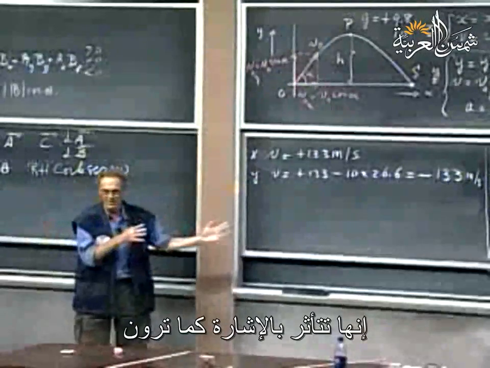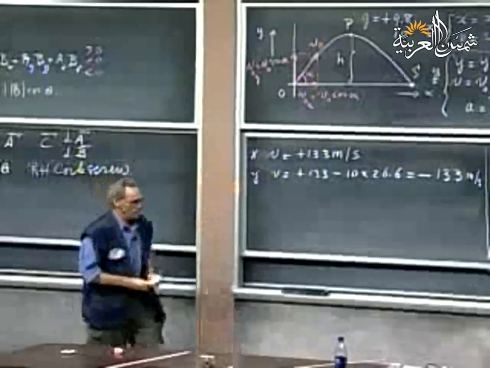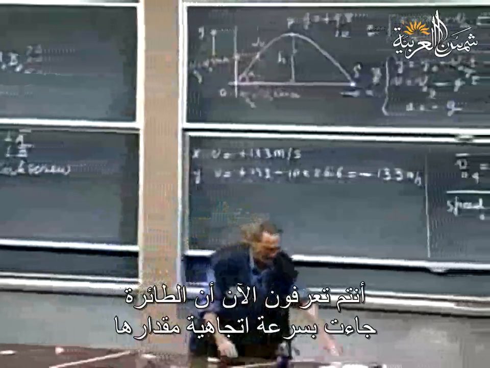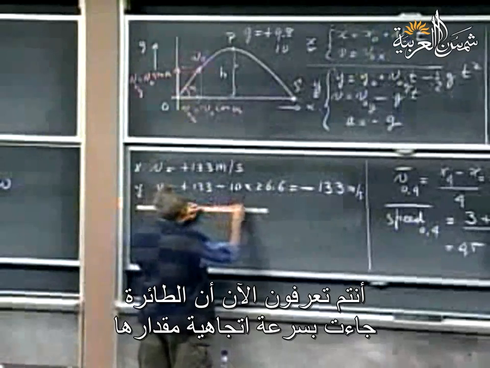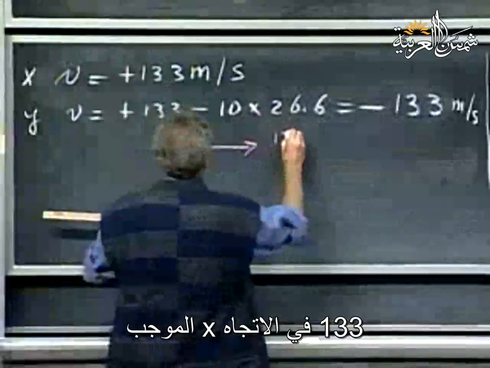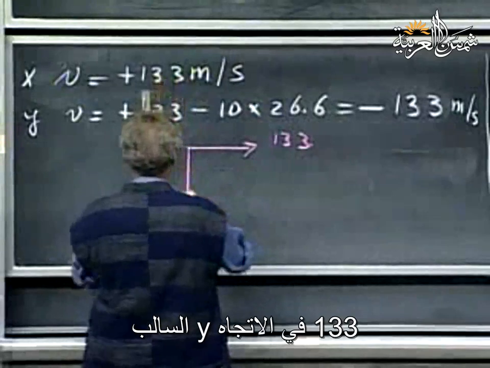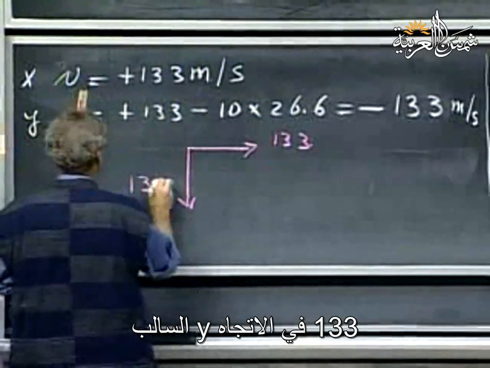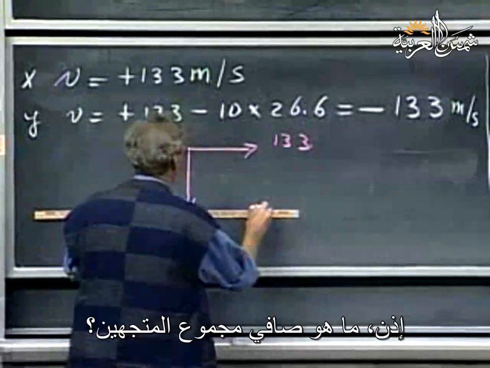You see, this is sign sensitive. This is wonderful. That's a great thing about treating it that way. So you now know that it comes in with a velocity of 133 in the x direction, positive 133, and 133 in the minus y direction. And so what is the net?